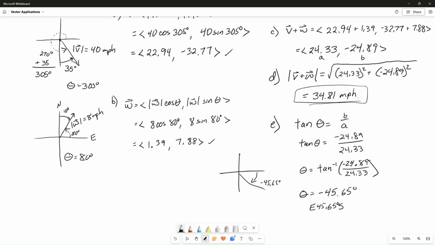But sometimes we like to have the angle written from the north or the south perspective. So if I were to figure out what this angle from the south would be, then we could just subtract that 45.65 from 90, which if you do that, you get 44.35. So I could also say that the ship is heading in a direction of south 44.35 degrees east. So those are different ways of expressing the same direction.